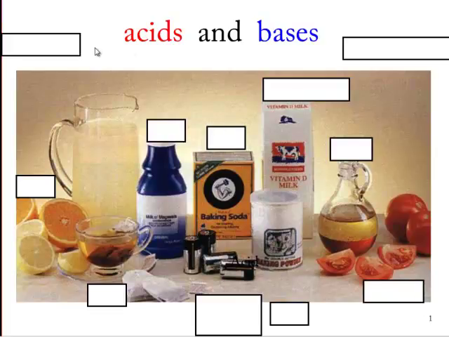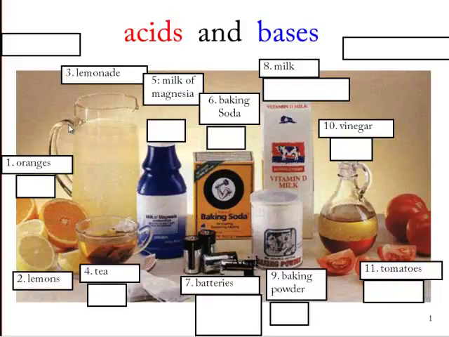Here are a variety of acidic and basic substances. Take a guess as to whether each one is an acid or a base. Write an A for the acid or write a B for the base. And there they are. Oranges.